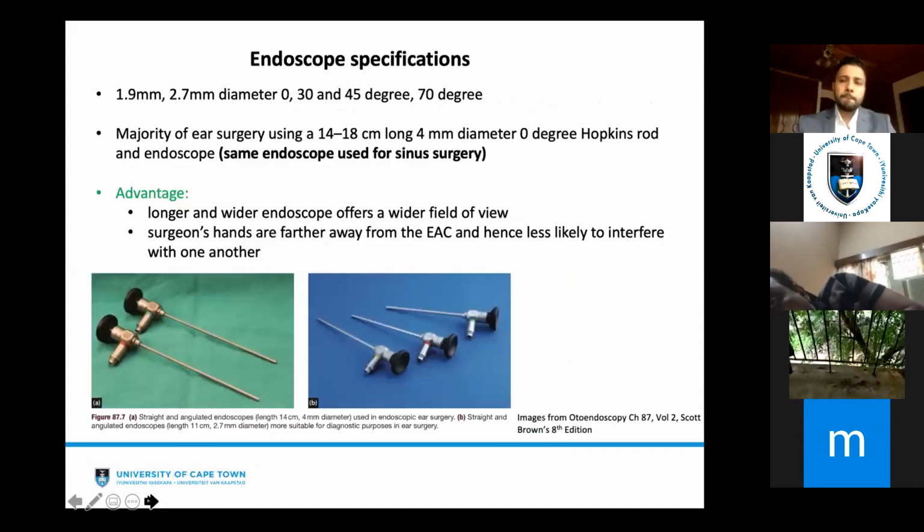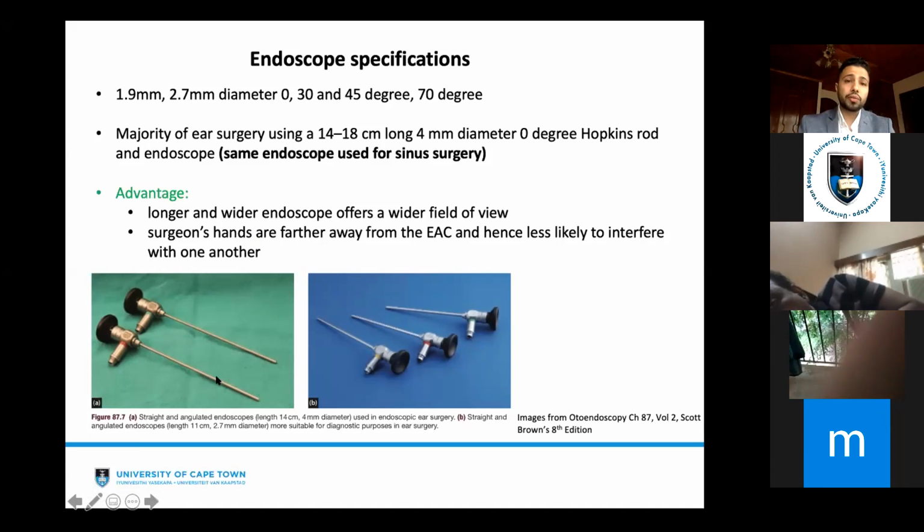When we talk about endoscopic specifications and configuration of the endoscope and the cameras, there are various lengths and diameters of the lens and angulations of the lens, but the majority of ear surgery is using a 14 to 18 centimeter long, 4 millimeter diameter, 0-degree Hopkins rod. As we may have noticed just by the definition of it, this is the same endoscope that we use for sinus surgery. And this has, as I'll talk about a bit later, bearings to do with cost.